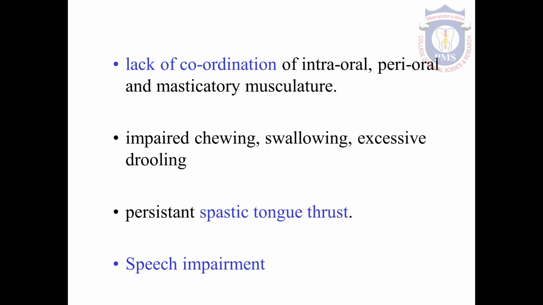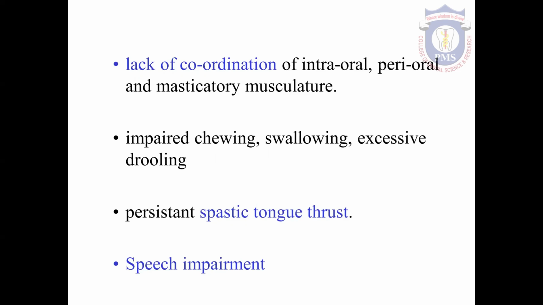There will be impaired chewing. Chewing will be affected in these children because of the lack of intraoral and perioral musculature, and swallowing also will be affected. So these children are mostly on a pureed type of diet. They cannot chew properly, and if you give some hard food, they cannot chew it. So you might need to smash it in a mixie and then give it to these children.